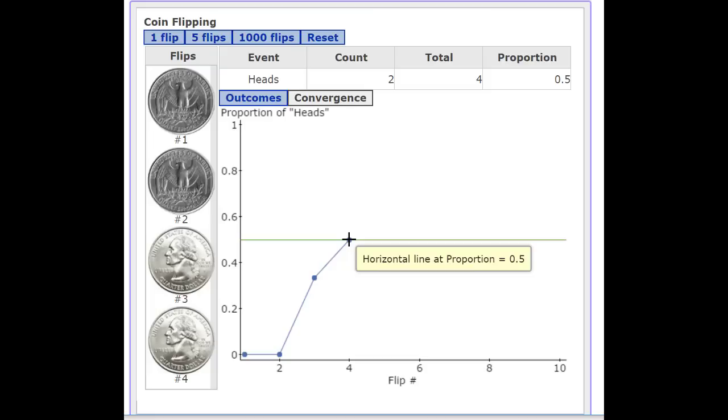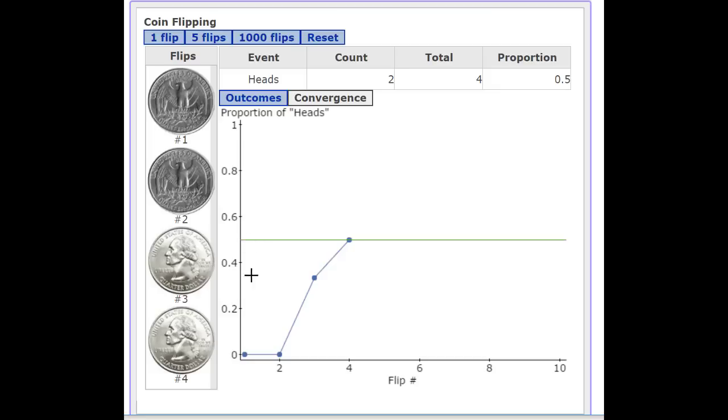However, that's not the point of this applet. The point of this applet is to pretend we don't know the answer. So even though we know the answer is 50%, we're going to pretend we don't know it and see what happens. This green line represents the 50% mark, the theoretical probability of getting heads that we know should be accurate. If we don't know that, then we just keep going.